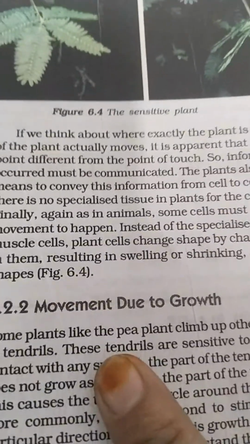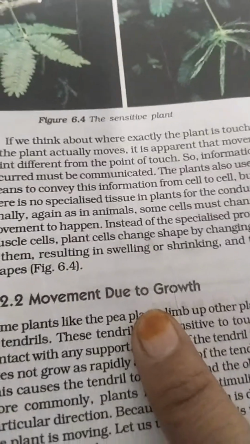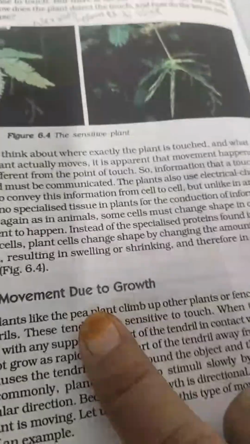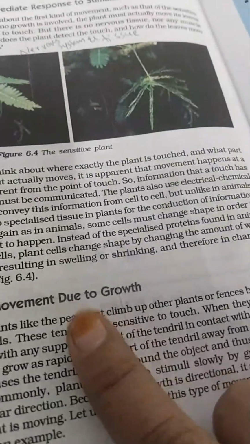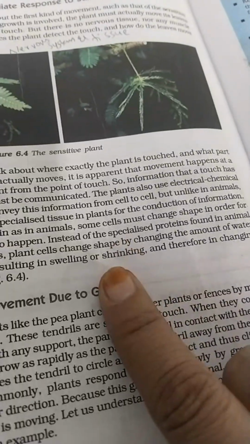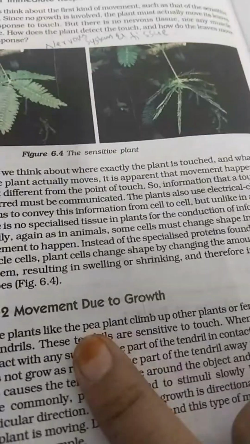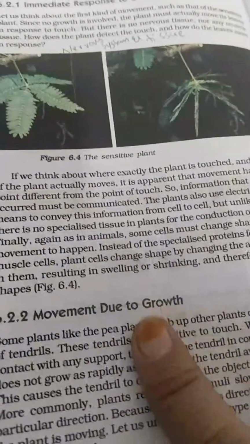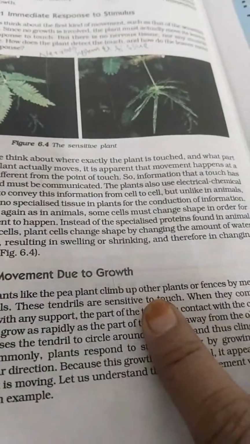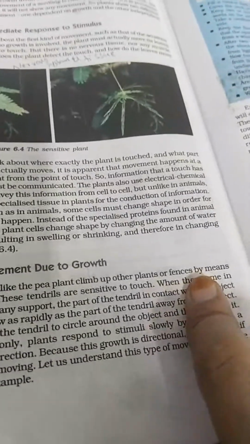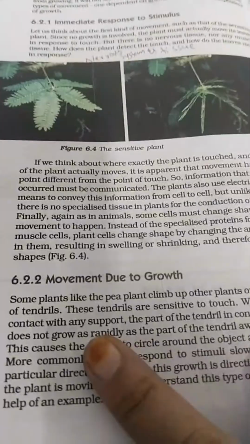Therefore it is only responsible for the change in shape. Okay, so next, movement due to growth. This is the second category we are going to deal with. First, we dealt with movement independent of growth, and now we are discussing movement due to growth. Some plants, like the pea plant, climb up other plants or fences by means of tendrils.